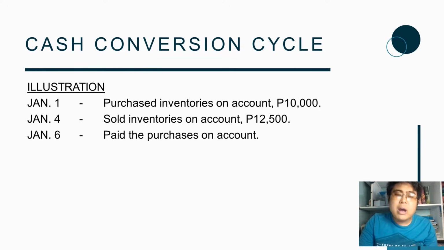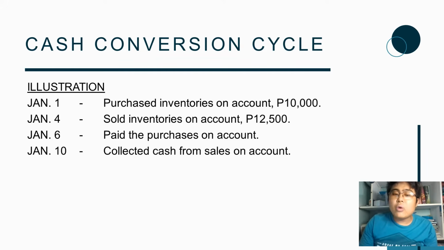Next, January 6, paid the purchases on account. Nagbayad ka ng 10,000 na utang mo. Then, on January 10, nakolekta mo yung cash from your sales on account, which is 12,500. O sir, anong pakialam po dyan, sir? Paano ko maiintindihan na cash conversion cycle ang basihan kung ano o magkano ang dapat kong ilagay sa working capital?